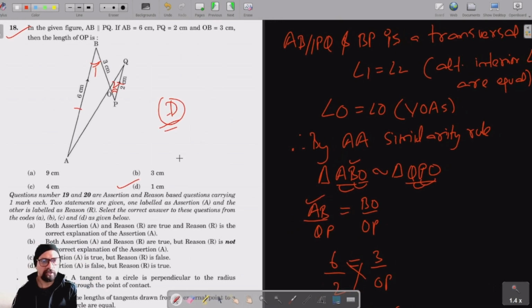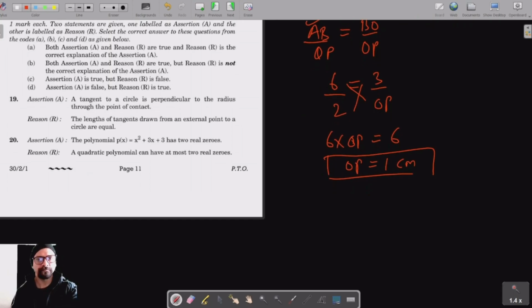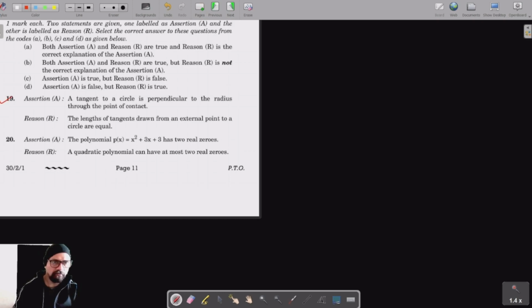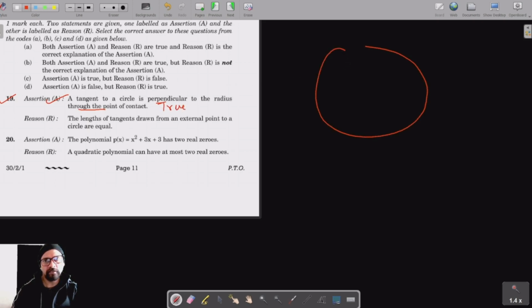Let's move on to question number 19 and 20. For question number 19, it's given that the assertion, a tangent to a circle is perpendicular to the radius at the point of contact, is true. This is true because whenever we draw a radius, and draw a tangent through the point of contact, then this radius is perpendicular to this tangent.